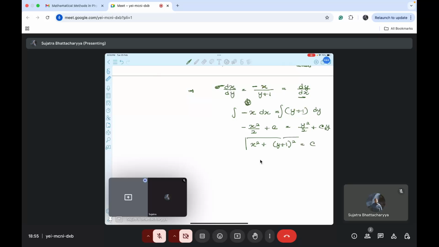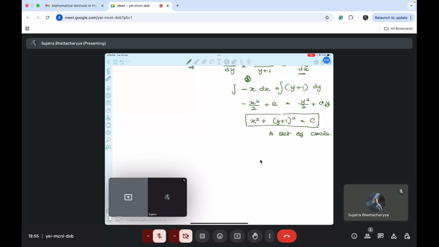So what do you get? You get a family of circles. Circles and straight lines are in perpendicular directions. So the set of circles and straight lines become orthogonal trajectories, or orthogonal to each other. Okay, so this is another example.